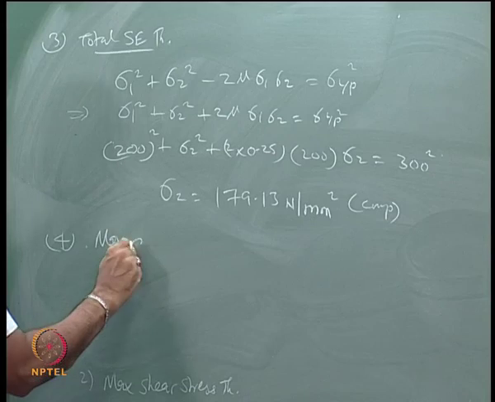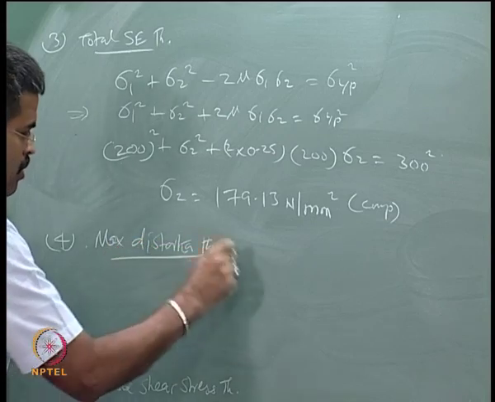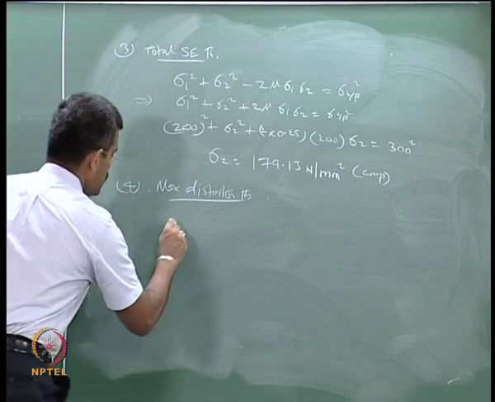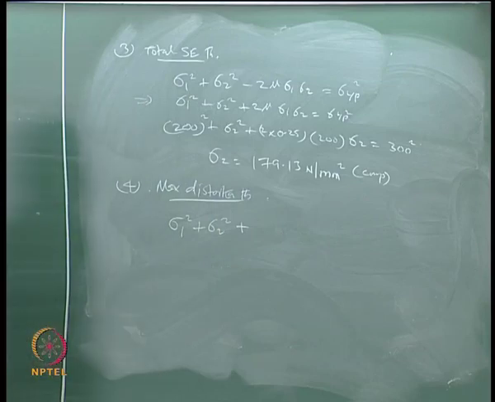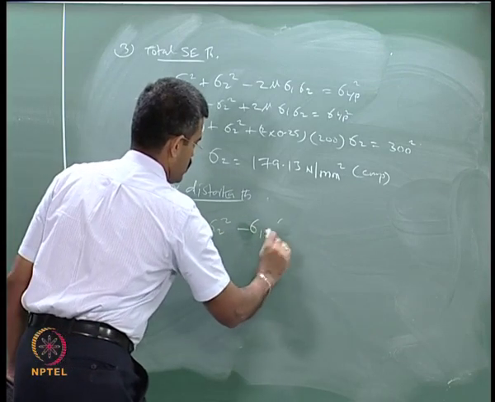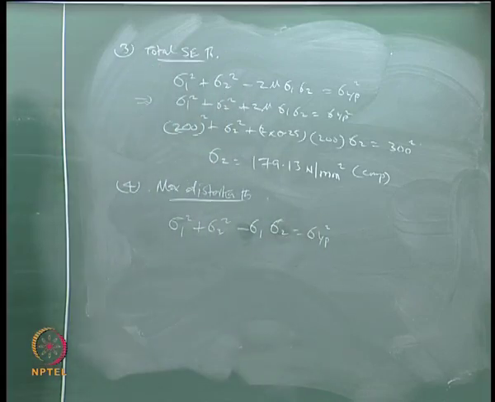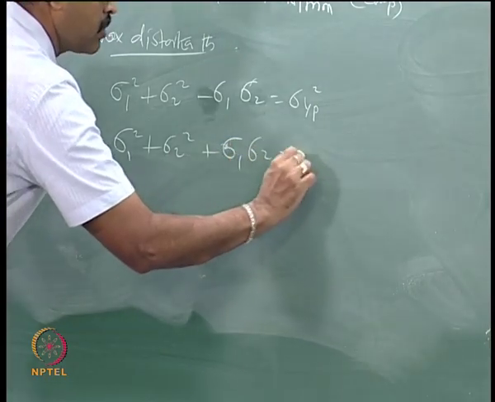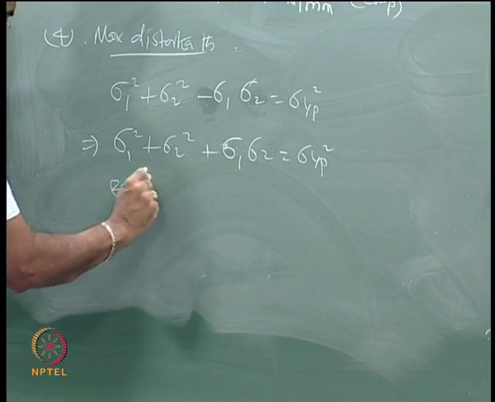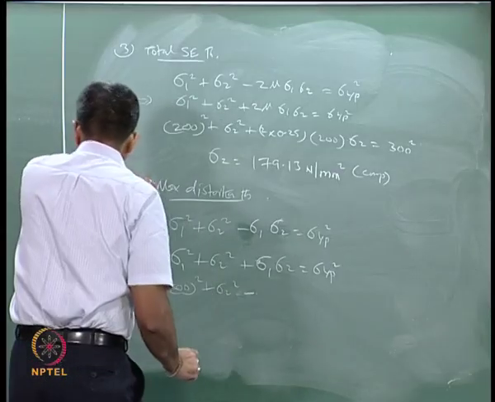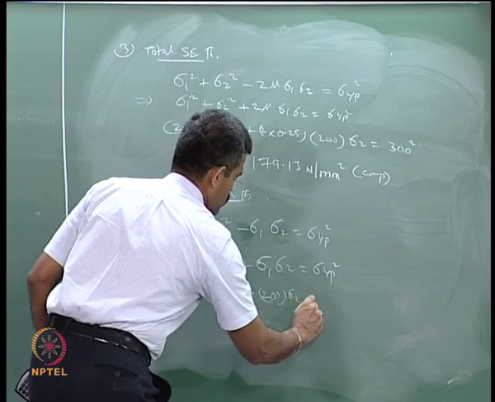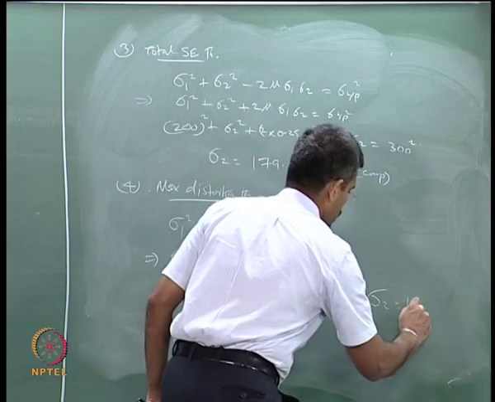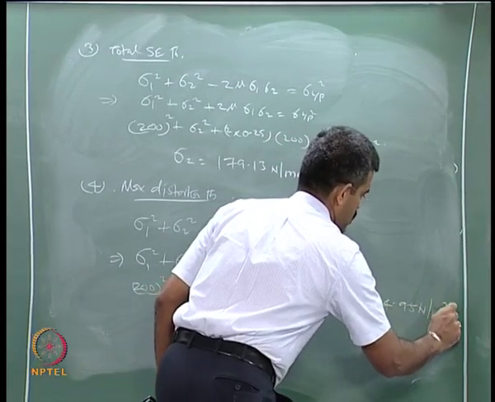Look at the fourth one. Maximum distortion theory. According to this theory, the control equation is sigma 1 square plus sigma 2 square minus sigma 1 sigma 2 is sigma yp square, is it not? So, sigma 1 square plus sigma 2 square plus sigma 1 sigma 2 is sigma yp square, since sigma 2 is compressive. So, 200 square plus sigma 2 square plus 200 of sigma 2 is 300 square, which gives me sigma 2 as 144.95 Newton per mm square compressive.